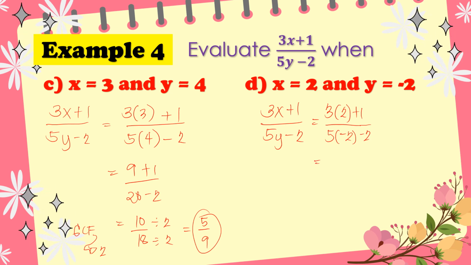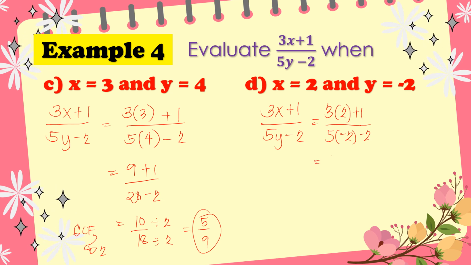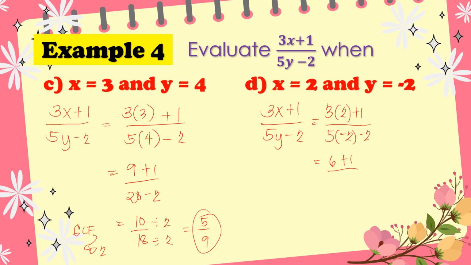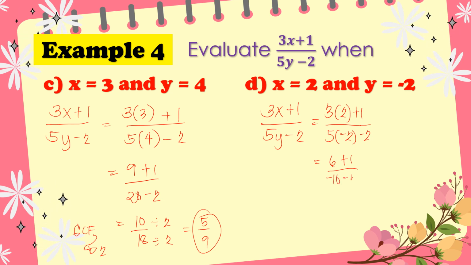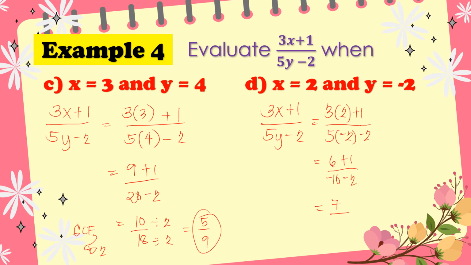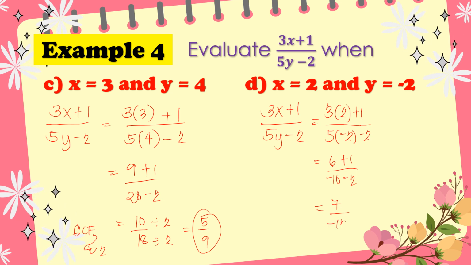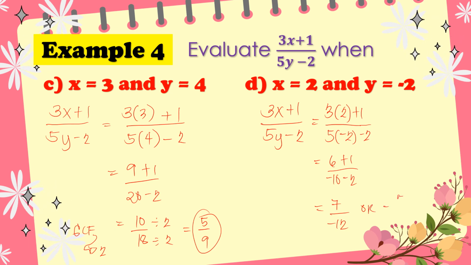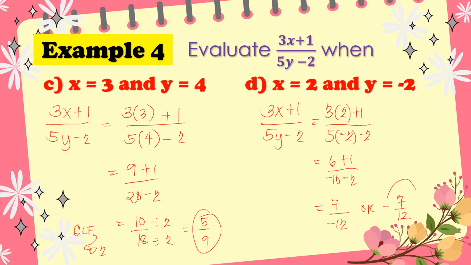And then, magsaana na tayo. Simplify. So, 3 times 2 is 6 plus 1. And then, 5 times negative 2, that is negative 10 minus 2. And then, simplify further. 6 plus 1 is 7. And then, negative 10 minus 2 is negative 12. Or, parehas lang din yan ng negative 7 over 12.